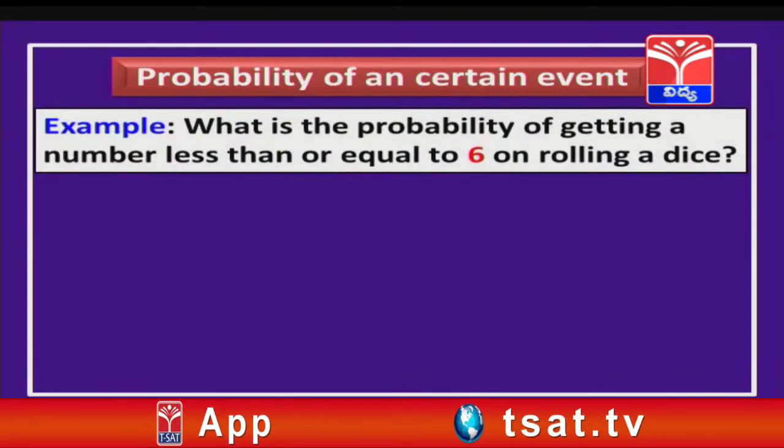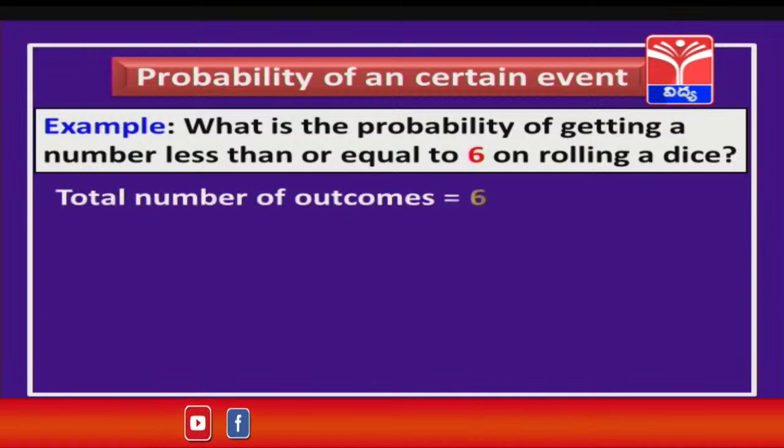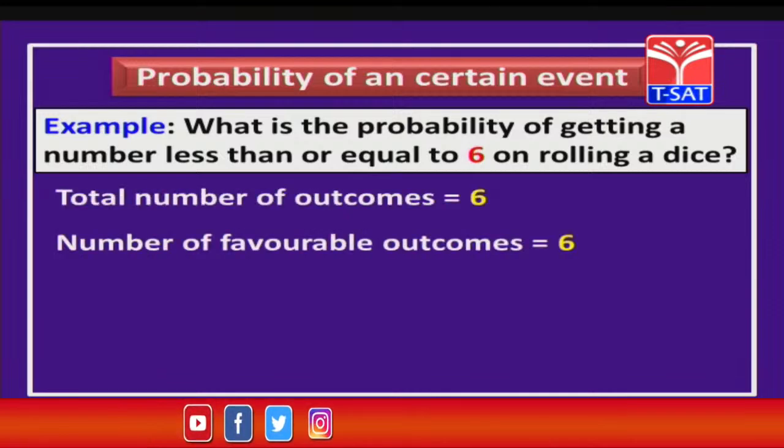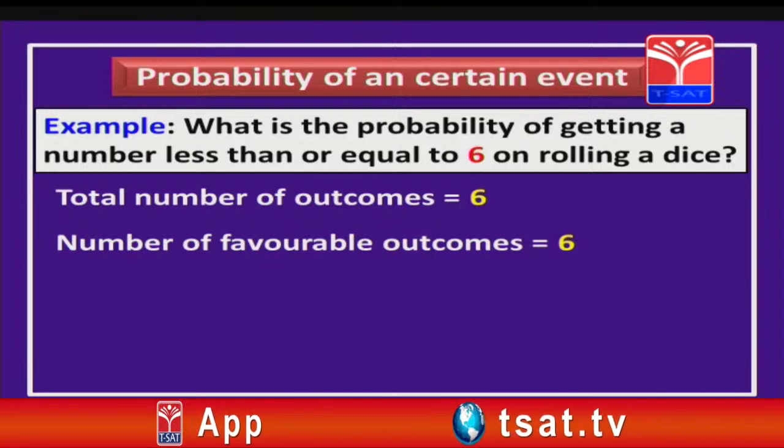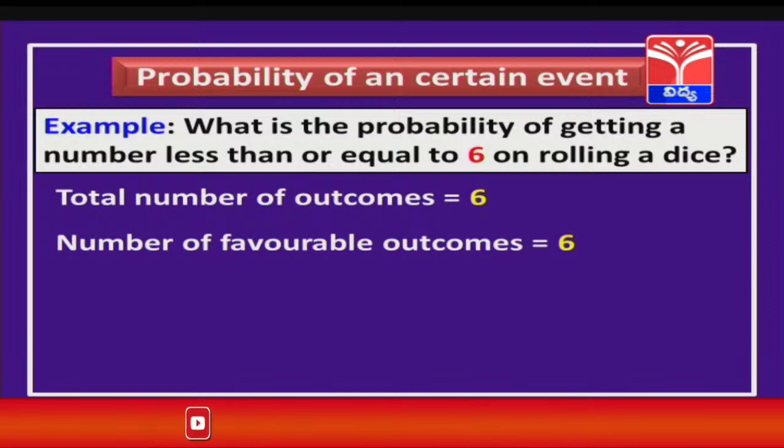So, let us take an example, children. What is the probability of getting a number less than or equal to 6 on rolling a dice? So, total outcomes are 6, and how many number of favorable outcomes are there, children, for you? Yes, 6, because all the outcomes, that is 1, 2, 3, 4, 5, 6, they are all less than or equal to 6. So, that means, my favorable outcomes are 6.